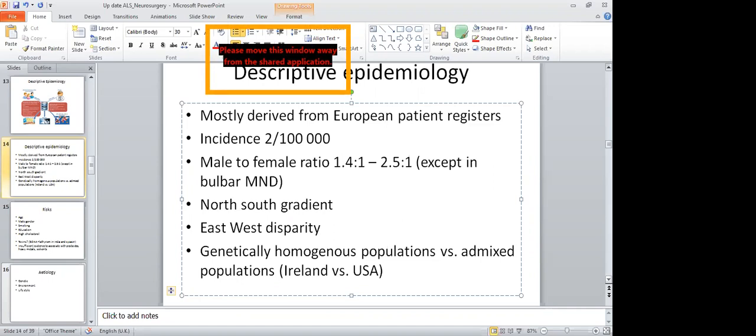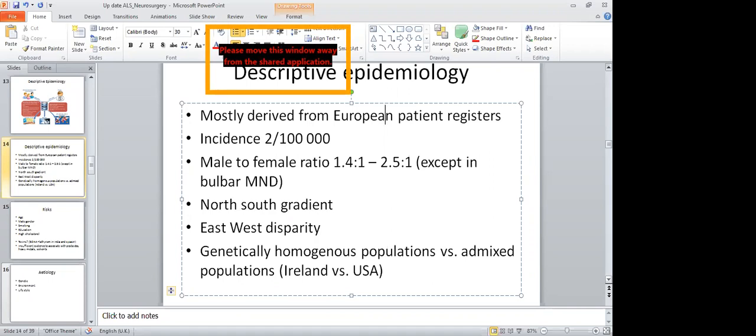But essentially the incidence is about 2 patients in 100,000. Male individuals seem to be slightly more affected than female individuals. There seems to be a north-south gradient, at least in Europe. So patients from Northern Europe in Scandinavian countries seem to be more affected than Southern Europe, for example. We also know that there is some east-west disparity. So cases reported in the West seem to be greater than cases reported in India or Asia, for instance.